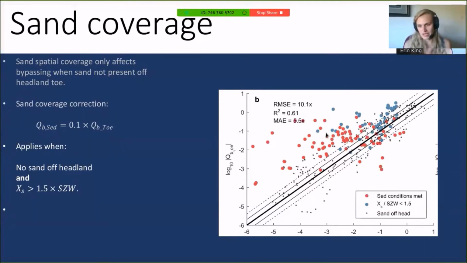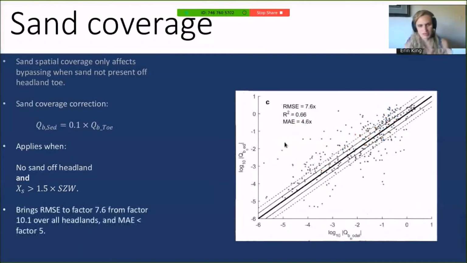This is shown here. We have in red where those two conditions are met, and in blue are where there is no sediment off the headland toe, but the headland itself is quite small relative to the surf zone width, less than 1.5 surf zone widths across. And we see that QB2 actually does fairly well in these cases. However, where excess is greater than 1.5 surf zone widths, we need to apply the correction factor.